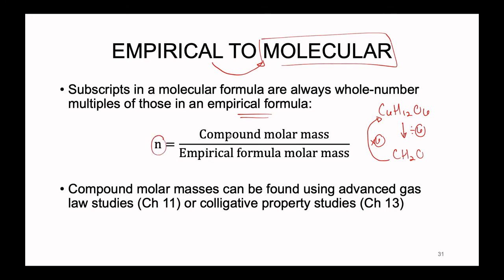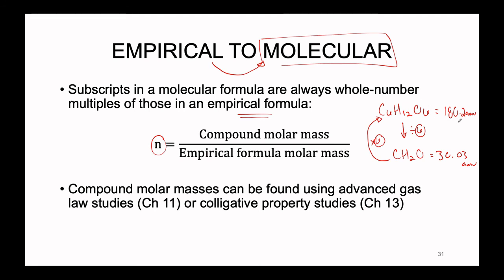How to find N is by taking the compound's molar mass, and you are going to divide it by the empirical formula's molar mass. For instance, the molar mass, the total mass of C6H12O6 is 180.2 atomic mass units. And the formula weight, the mass of this CH2O is 30.03 atomic mass units.